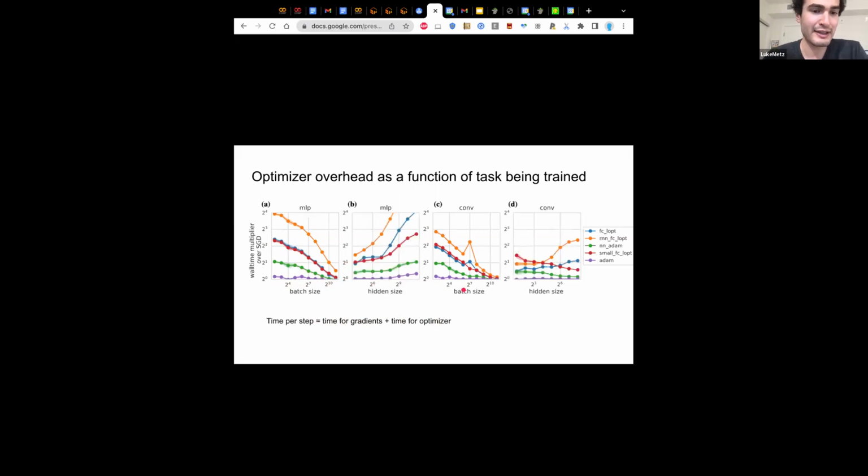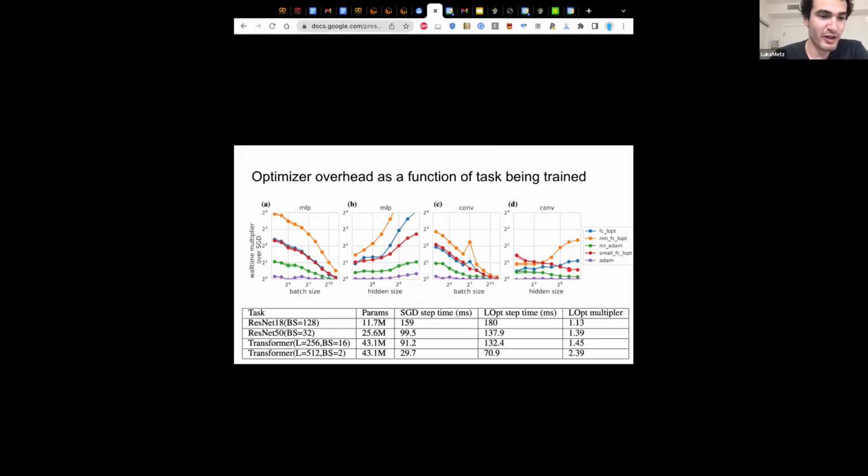Next, we look at the hidden size. And here, the type of model matters. So I'm showing an MLP here and a ConvNet here. For the MLP, as we increase hidden size, basically all optimizers, including Adam, grow in this overhead, which is interesting. But for this ConvNet, the optimizer that we propose, this red line, actually shrinks as a function of hidden size, which means it's going to be more and more applicable for larger ConvNets as they grow larger.